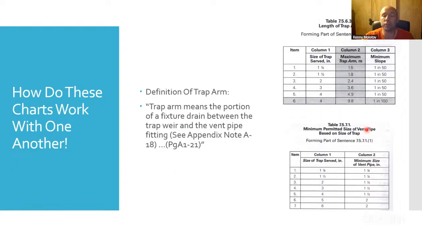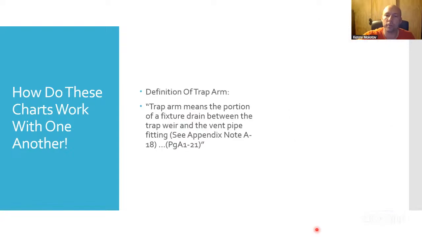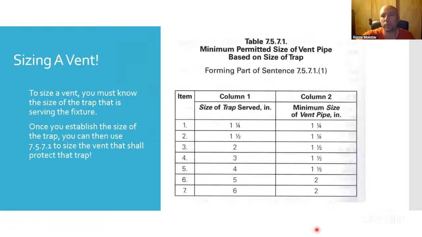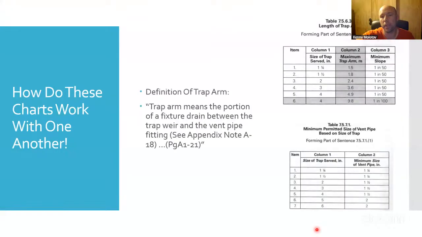So now we have these three charts. Let's look at 7571 very quickly. Column one of 7571 is the size of trap served in inches. So we have an inch and a quarter trap. Our vent is going to be, did I just do this? Oh, I'm sorry, I'm tired. We did 7571. So you understand, we have three charts: 7493 and these two.